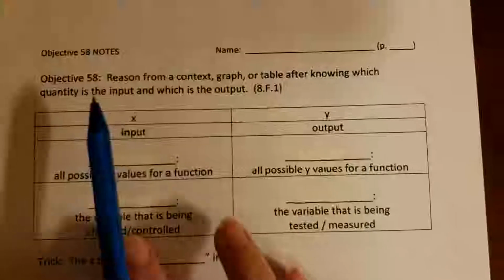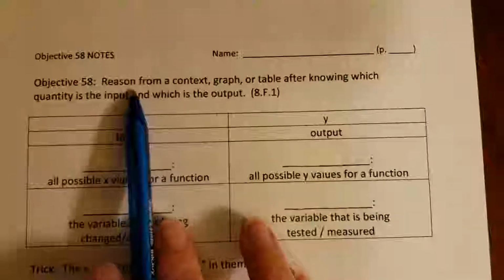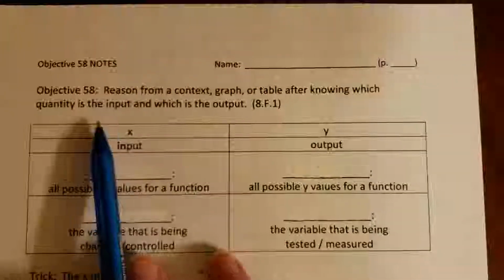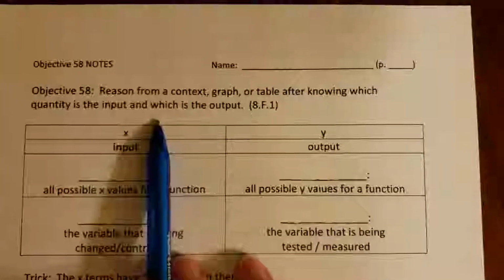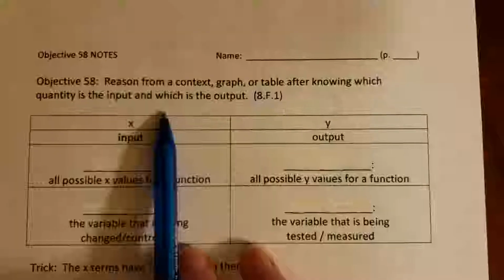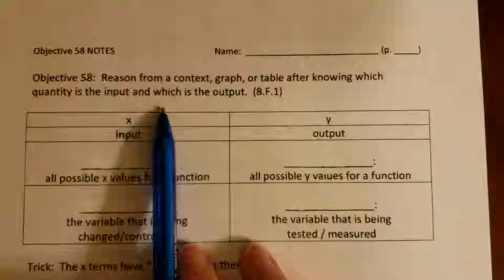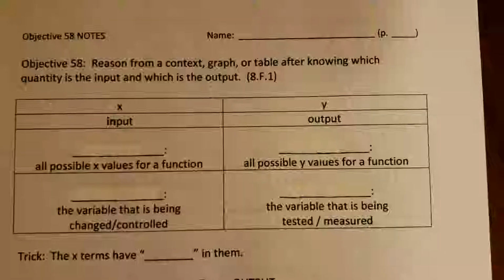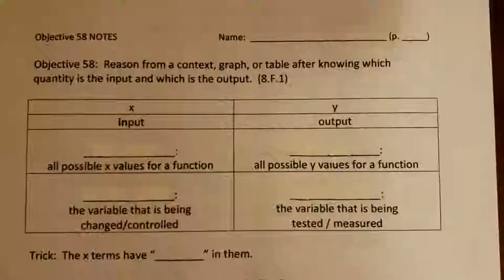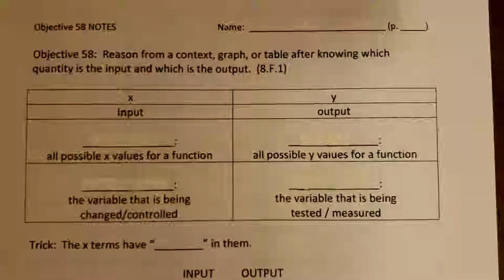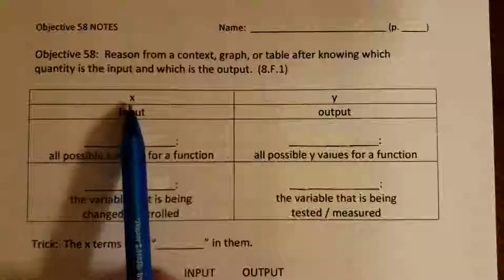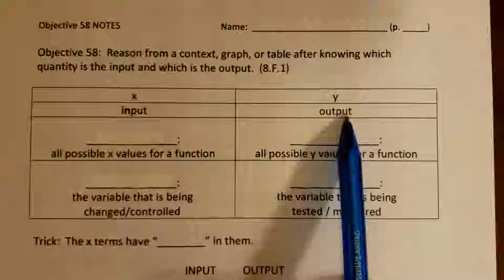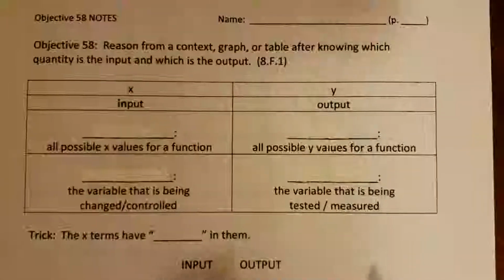So today's objective 58 says that we are going to reason from a context, graph, or table after knowing which quantity is the input and which is the output. So basically we're going to make sense of input and output based on different ways that they can be represented, and we're also going to learn some new important vocabulary words. We have previously learned that the input refers to the x and the output refers to the y.